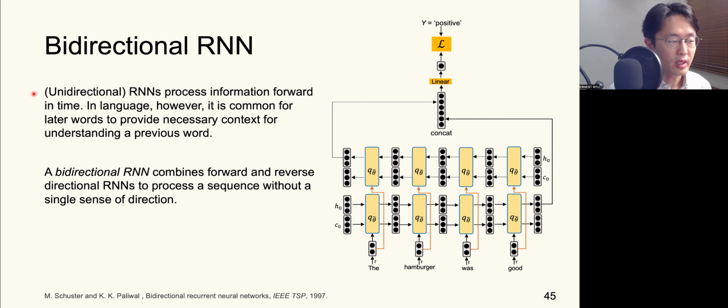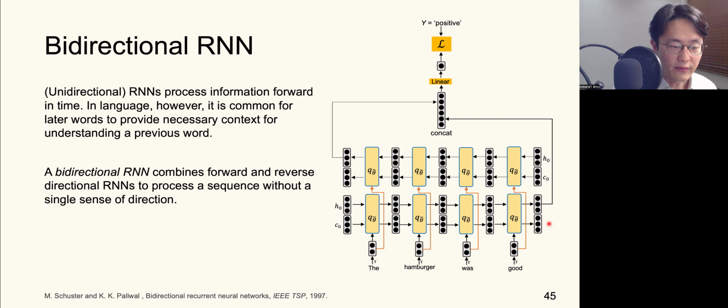So far, we've talked about unidirectional RNNs that process information forward in time. However, in language, it's common for later words to provide the necessary context for understanding a previous word. So this kind of unidirectional processing is perhaps suboptimal. So a bidirectional RNN combines a forward and a reverse directional RNN to process a sequence without a single sense of direction. In this example, this is not a stacked RNN. This is an unstacked bidirectional RNN.